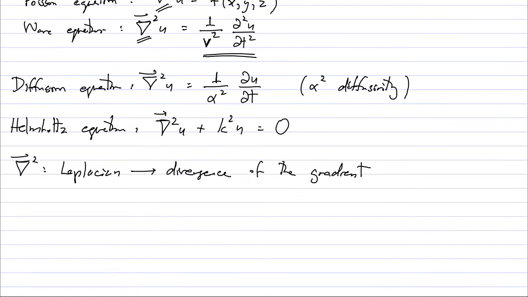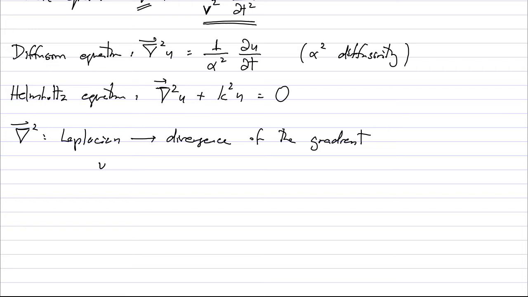The Laplacian, once it acts on a scalar field, tells you that first you take the gradient of the scalar field and then take the divergence of that gradient. That is equal to the Laplacian of your scalar field. In Cartesian coordinates, if you write it down, you have u, that is your scalar field. You first of all take the gradient.